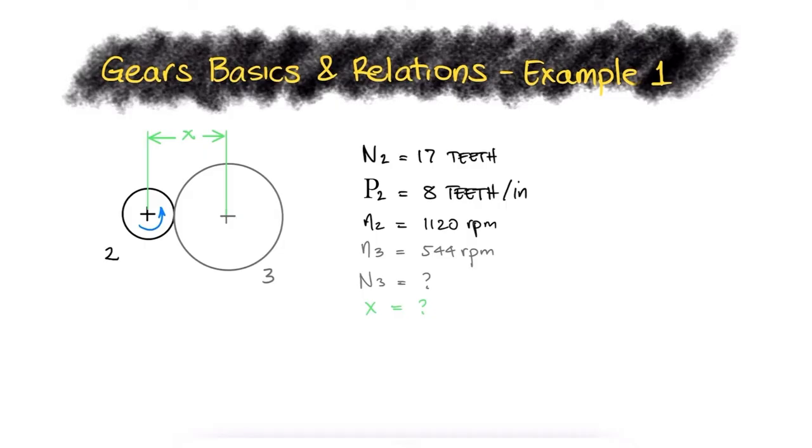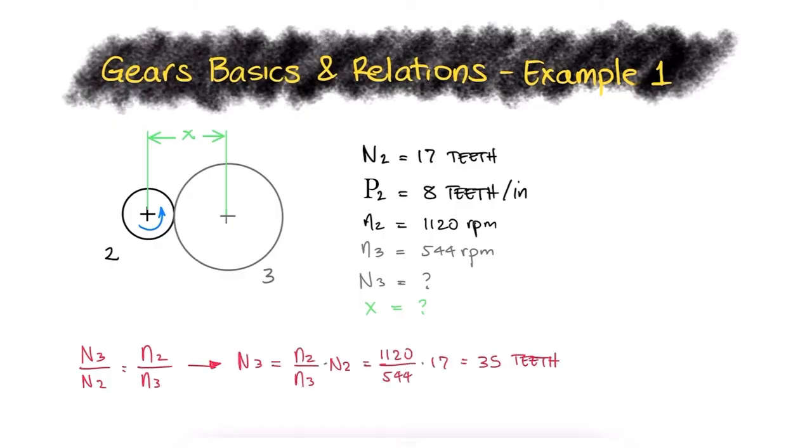From that main video, we know that the ratio between the number of teeth is inversely proportional to the ratio between the rotational speed. The number of teeth on the gear is therefore 35.